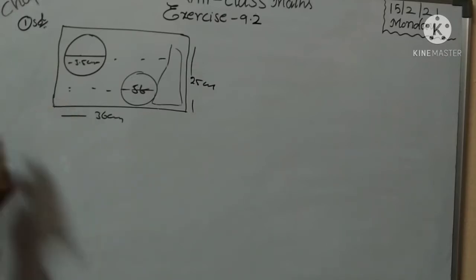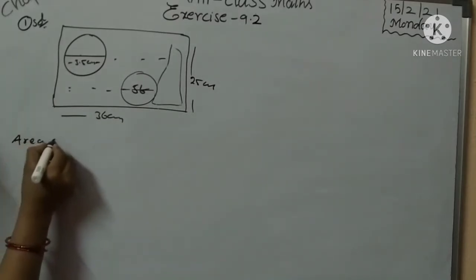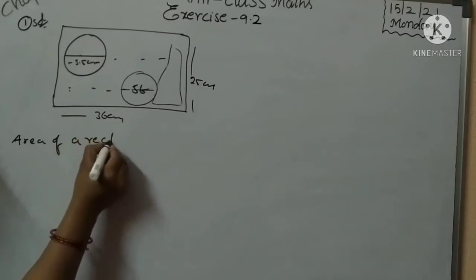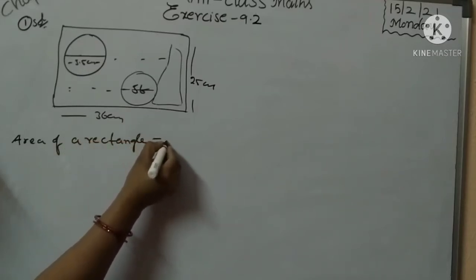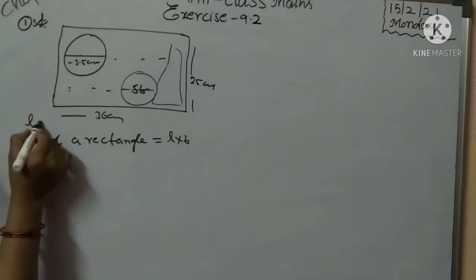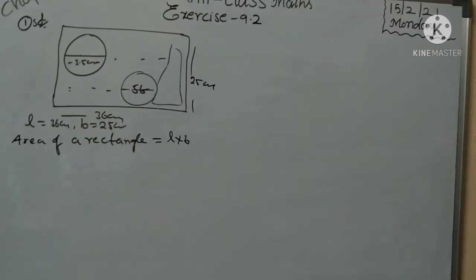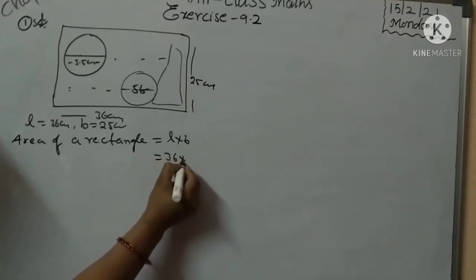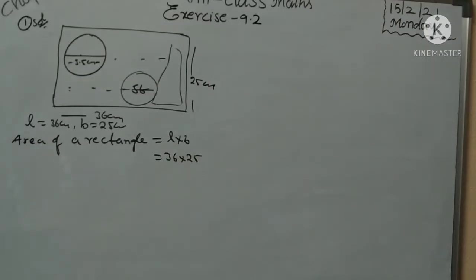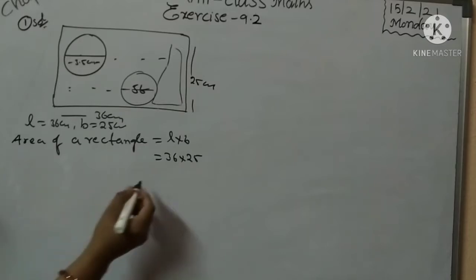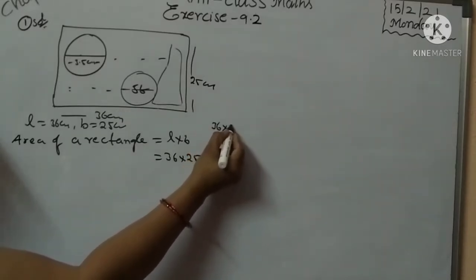Once observe that first we will find the area of a rectangle. Area of a rectangle equal to length into breadth. We know that length L equal to 36 centimeters and breadth B equal to 25 centimeters. Did you understand that one? Now we will substitute in the formula. Length is 36 and breadth is 25 centimeters. Now 36 into 25. Multiply that.